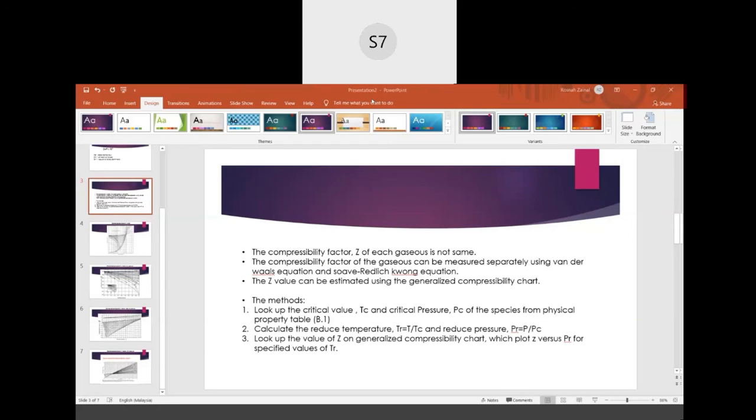The compressibility factor of each gas is not the same. So the compressibility factor of gases can be measured separately using the van der Waals equation and the Soave-Redlich-Kwong equation. Then the Z value can be estimated using the generalized compressibility chart. The method is very simple. The first step is to look up the critical values, the critical temperature and critical pressure of the species, from physical property table B1. Next, calculate the reduced temperature and reduced pressure, where Tr equals temperature over critical temperature, and reduced pressure is pressure over critical pressure. Lastly, look up the Z value on the generalized compressibility chart, which plots Z versus reduced pressure for the specified value of Tr.